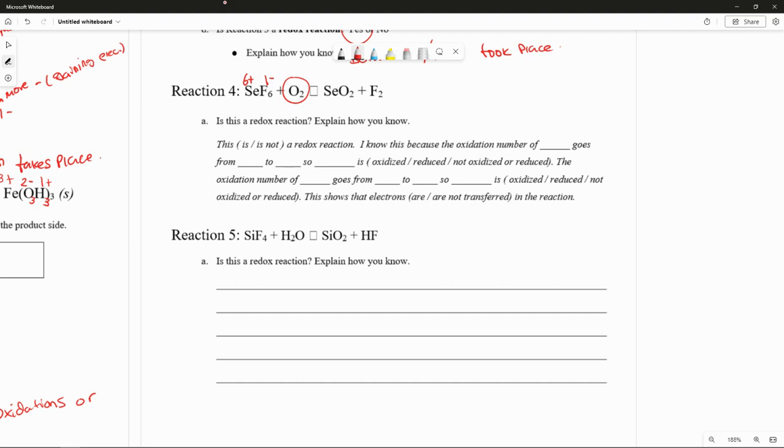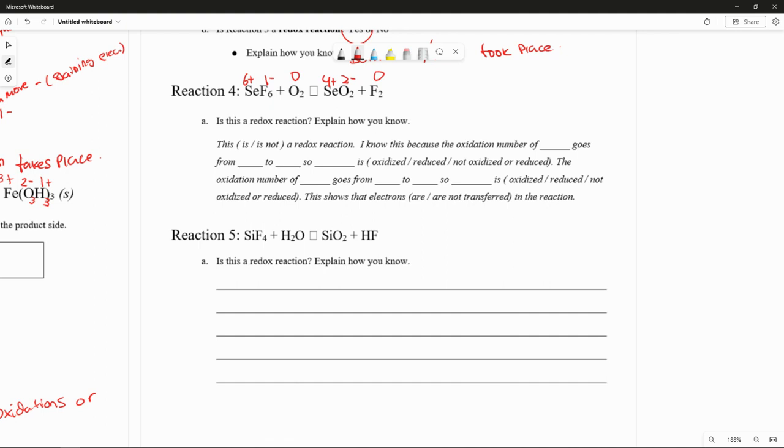Standalone elements, regardless of being a Brinkelhoff diatomic, we know that single elements are always 0. Same for this F2 right here, we know it's a 0. And O2 is one of our specials, so we know oxygen has a 2 minus oxidation number. 2 minus times 2 is negative 4. And there's one Se to cancel it out to make it a 0, making that a 4 plus.